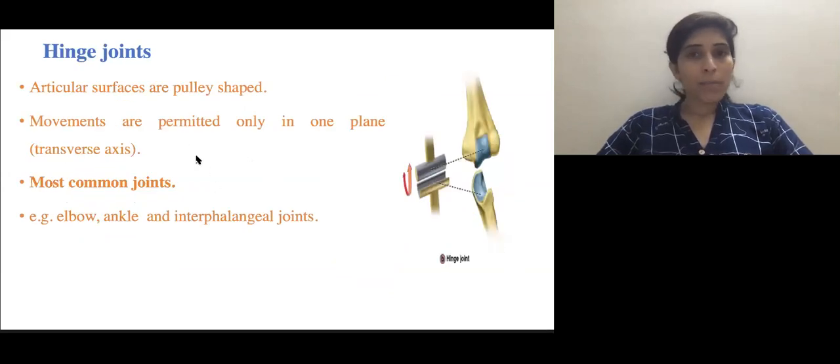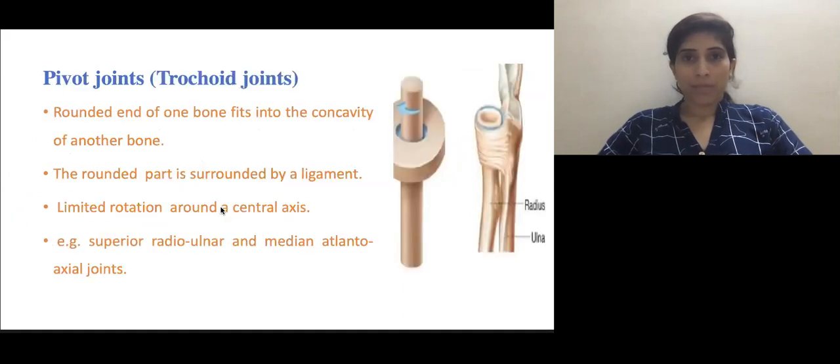Next is the hinge type of joint. When we talk about the hinge type of joint, directly in the mind it will come, that is the elbow joint, right? Here the articulating surfaces are pulley shaped and the movements are permitted only in one plane. It is the most common type of joint, and elbow, ankle, and interphalangeal joints are this type of joint.